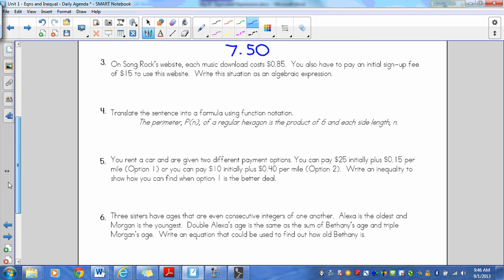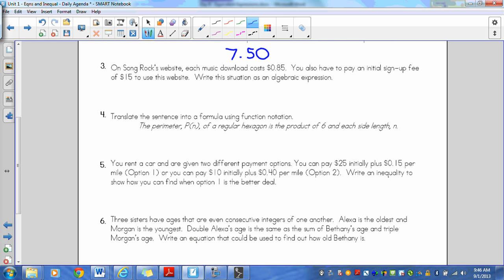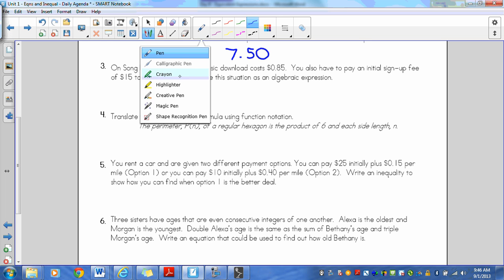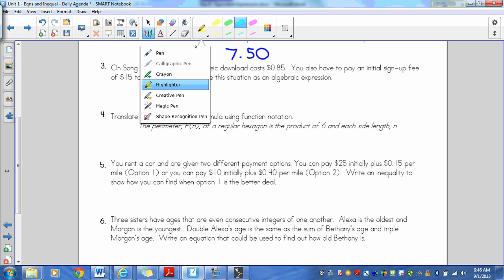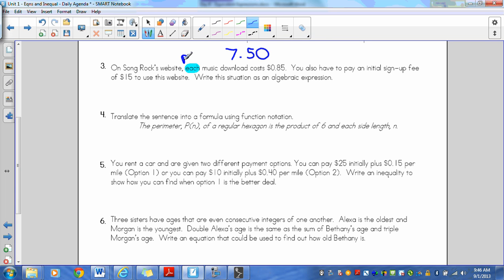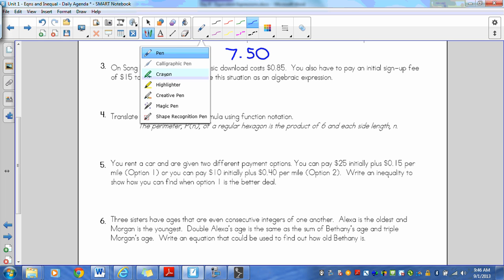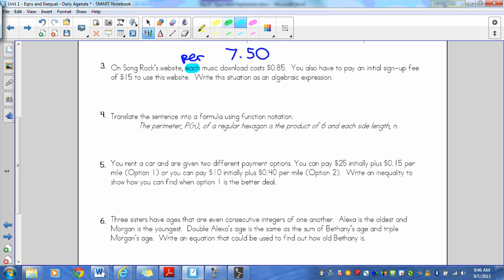And here's another one. On Song Rock's website, each music download costs 85 cents. When you see that word each, that's kind of like per. It's another one that means to multiply. You also have to pay an initial sign-up fee. That's $15.